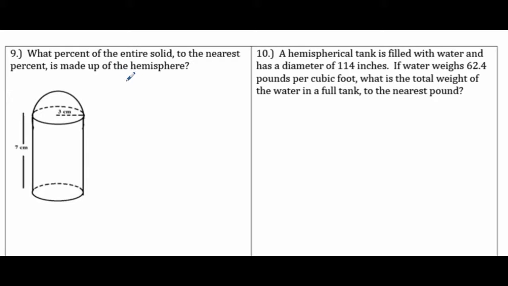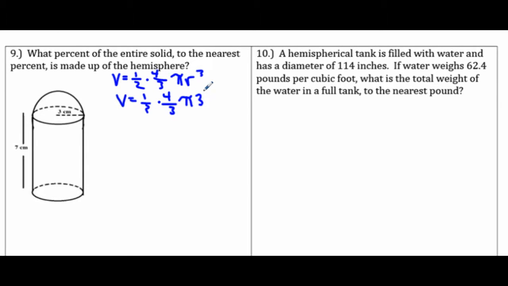What percent of the entire solid, to the nearest percent, is made up of the hemisphere? So what we're going to have to do is find the volume of the hemisphere and then the volume of the cylinder. A hemisphere is just half a sphere, so all I'm doing is putting 1/2 in front of the formula for a sphere. The radius of the hemisphere is 3, so I'm going to type in 3 for r.